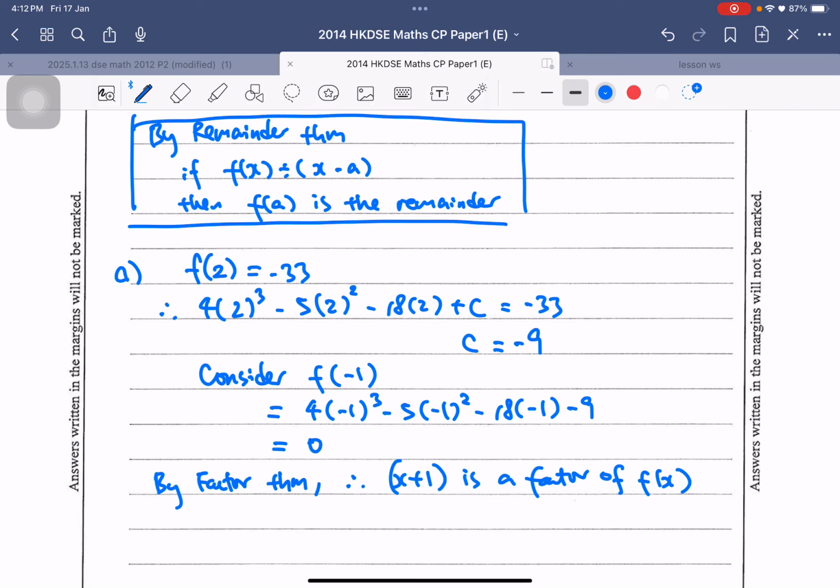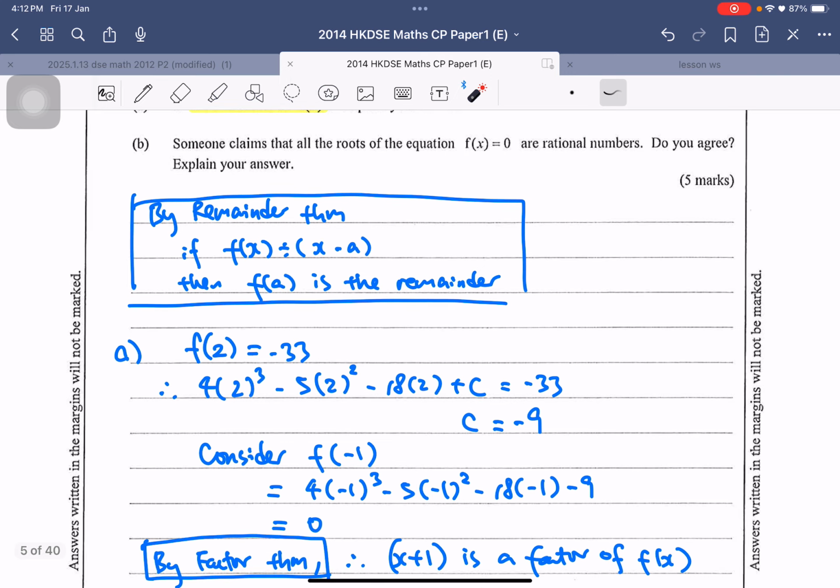Okay? So now we show that f(-1) is equal to 0. You don't need to write down "by factor theorem", I just remind yourself, okay? Then we can say x plus 1 is a factor of f(x). Is this okay? Alright?